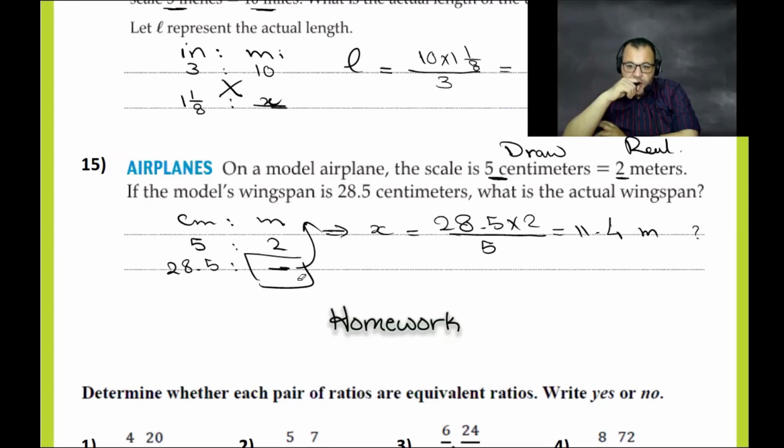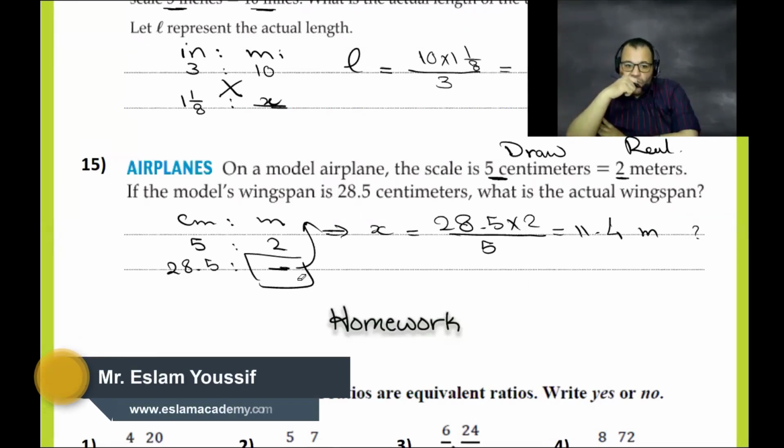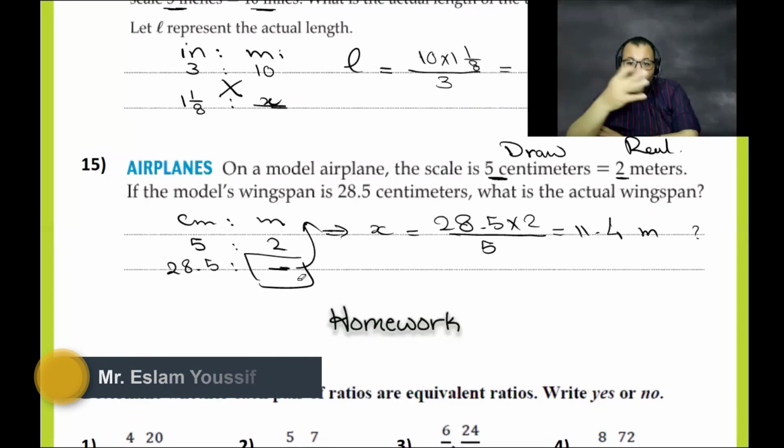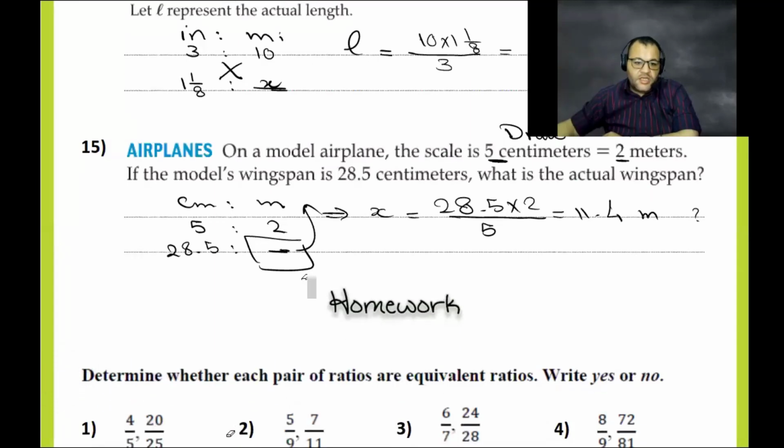Mister, do we have a quiz or something? One question. There is a quiz next week, inshallah. What are the chapters? Until we finish, until the last lesson. And if there's any homework, yes, that's the homework.